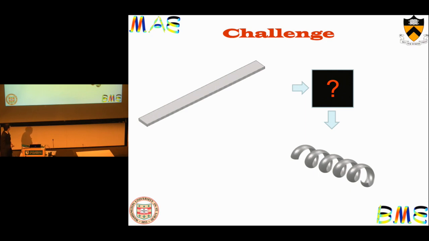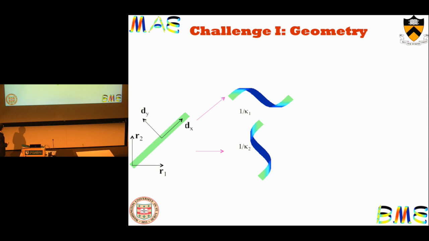And so the easiest thing one can think of to make a helical ribbon is you take the initially straight ribbon and you just bend it around a cylinder. Let's say a cylinder with a horizontal axis with a radius of curvature 1 over kappa 1. In this case, you get a left-handed helix. Or alternatively, you can bend it along a vertical cylinder. And in this case, you can get a right-handed helical ribbon with presumably a different radius of curvature.